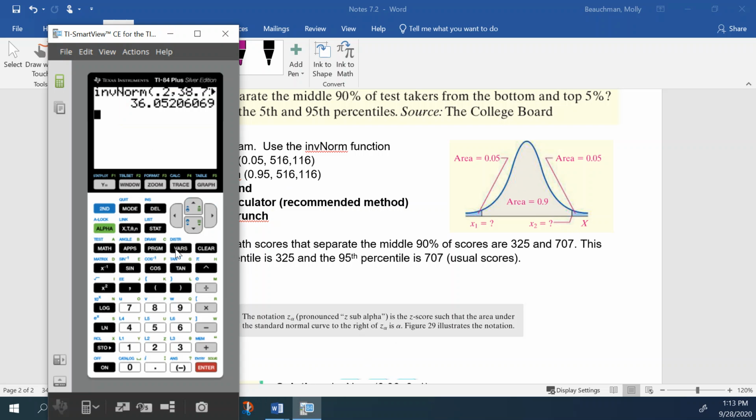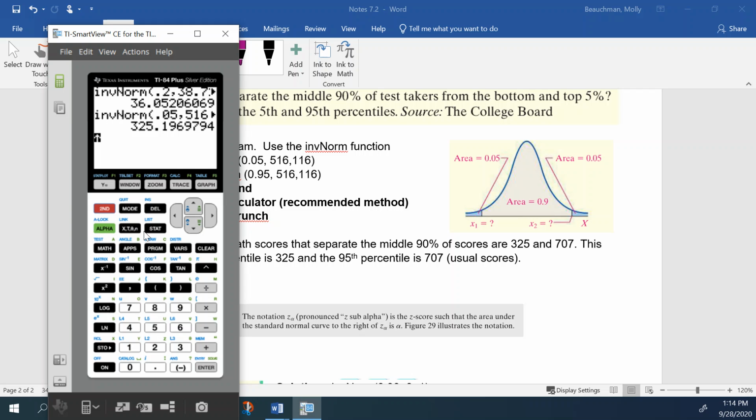So let's go ahead and do that. We'll go back to distributions, inverse normal. The area is 0.05 for the 5th percentile. The mean in this question is 516. Standard deviation of 116. Paste. So 325 is the bottom score here.